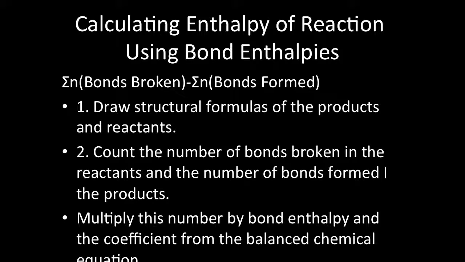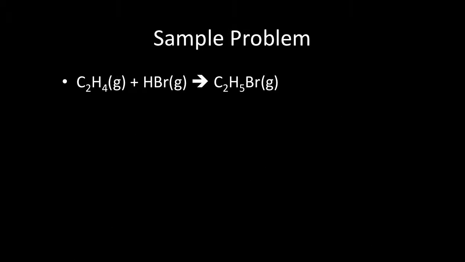So the way we're going to solve these problems is first I need to draw the structural formula. So you'll be using your talent at drawing Lewis structures to remember how to draw the shapes of these compounds so we can see where the bonds are and between which atoms they are. After I've done that, I'm going to count the number of bonds broken in the reactants and the number of bonds formed in the products. Then I'm going to multiply these numbers that I've counted by the actual bond enthalpies, which I can find in my data booklet on page 11. And I'm also going to have to include any coefficients from the balanced chemical equation. So let's do a sample problem together.